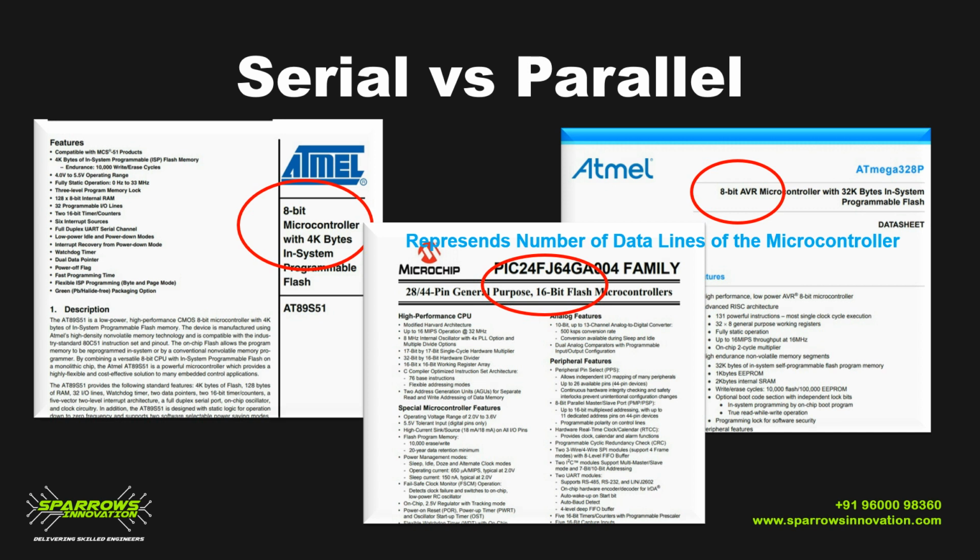You can see that it's highlighted as 8-bit microcontroller for 8051 and 8-bit microcontroller for Atmega 328P and 16-bit microcontroller for PIC microcontroller. What is this bit rating? It's 8-bit or 16-bit. There are different 32-bit microcontrollers also, and there are 64-bit microcontrollers. Why is this bit rating that much important? This bit rating is nothing but the number of data lines presented inside a microcontroller.